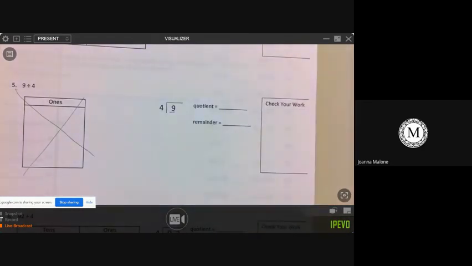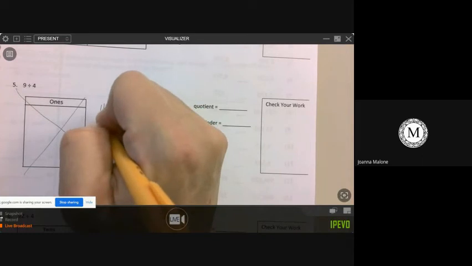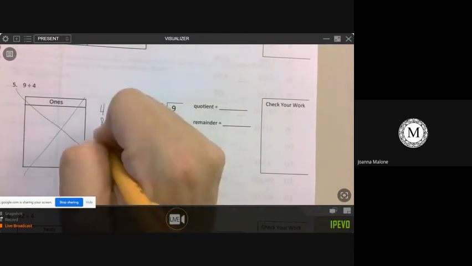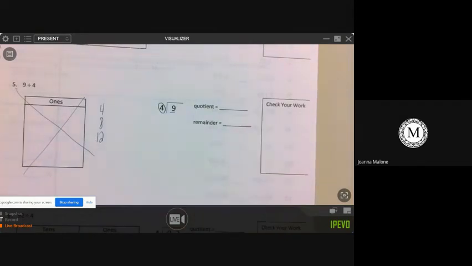We're doing 9 divided by 4. I circled my 4 because it's my divisor. It's in charge, right? We have to make groups of 4. Let's skip count by 4s so we can see how many groups we're going to make. What's the first thing I write down? 4. What's next? 8. 12. Stop there, because 12 is bigger than 9, so I'm definitely not going to use that.